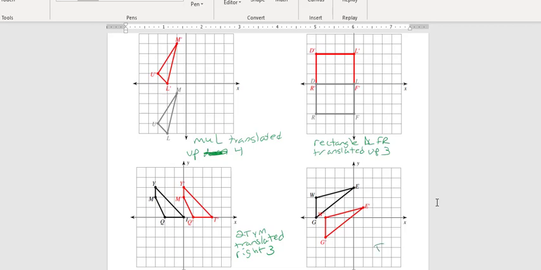And this one here, triangle WEG translated 1, 2, down 2 and right 1. Okay.